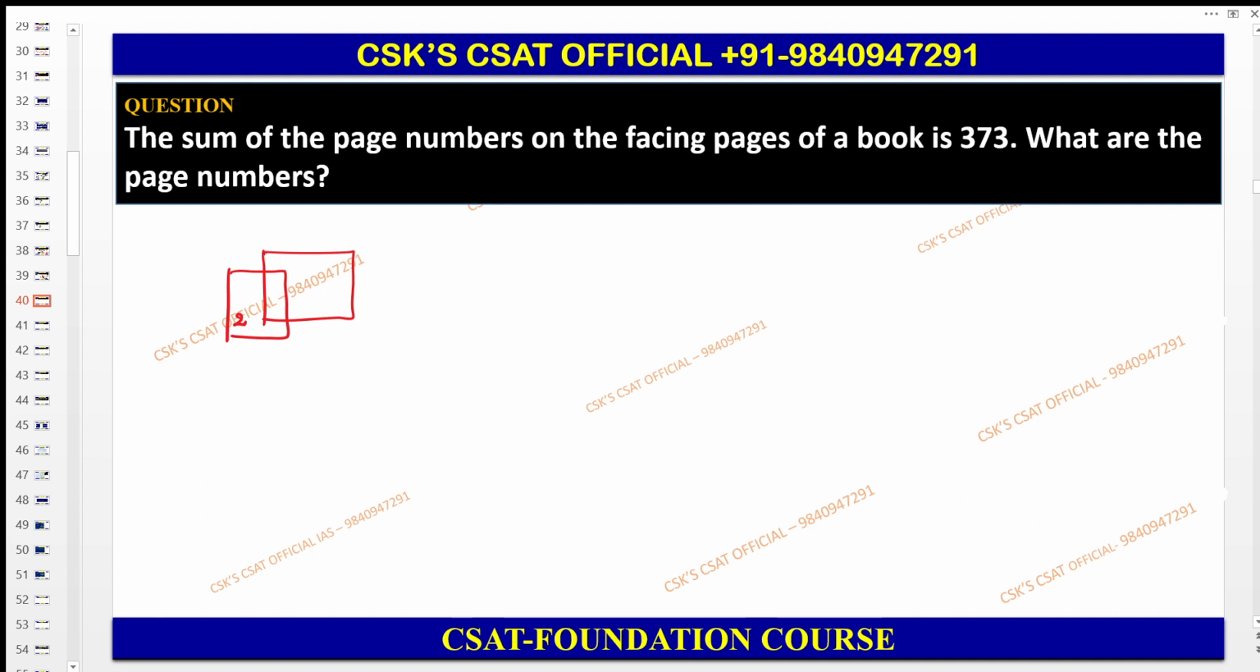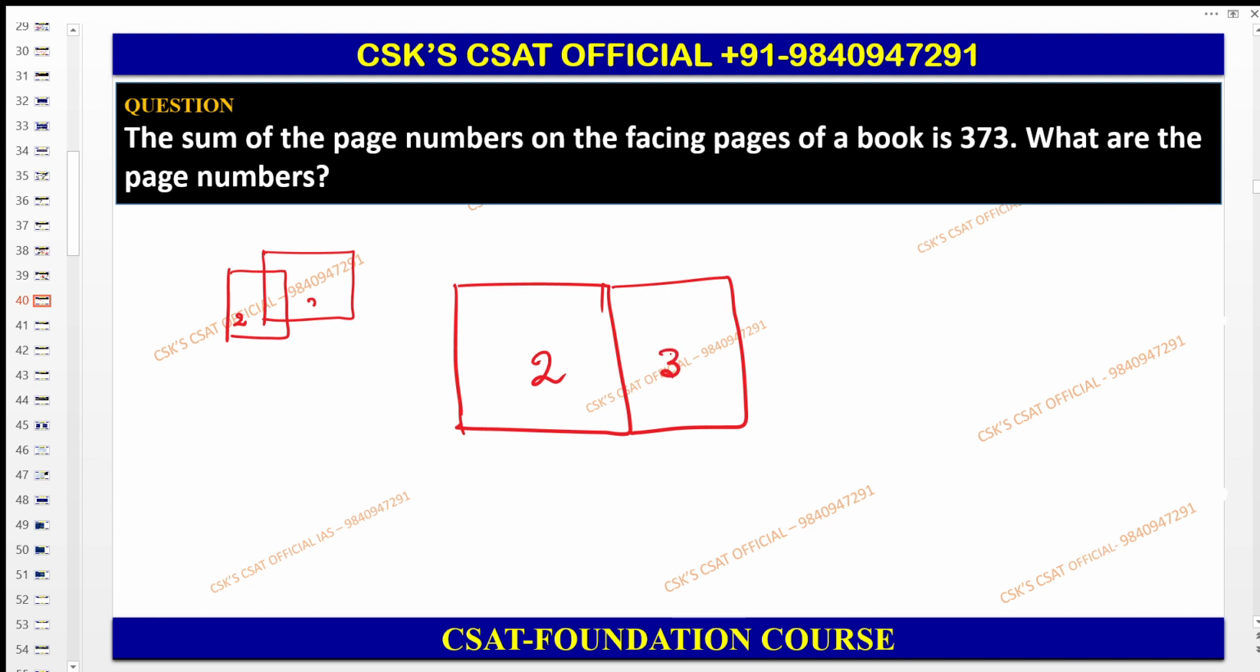If this is 2, then what is the next page? 3. Facing page only, right? Keep it like this. You are keeping a book open. Facing means this is only facing. If it is 2, then what is this one? 3. That's it. Understanding everyone? If it is 4, then what is this one? 5. So this is the next page. That is the concept you need to understand here. Next page concept. This is only you need to understand.